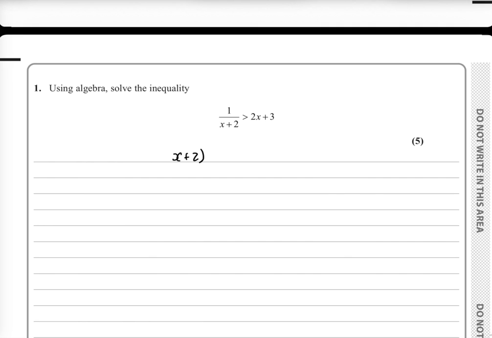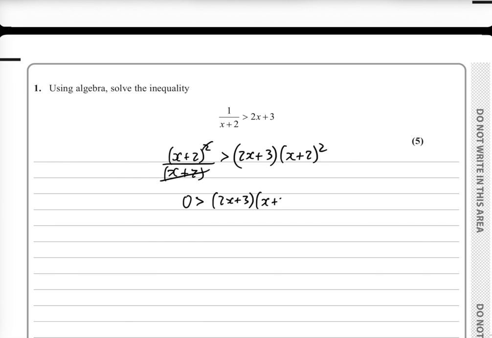So we get (x+2)^2 over (x+2) here. 2x plus 3 times (x+2)^2 here, and of course one of those cancels straight away. Then move everything onto one side. So we get (2x+3)(x+2)^2 minus (x+2), and then we can factorize out an (x+2). We still have 2x plus 3 and one bracket of x plus 2 here, and then just minus 1 here.